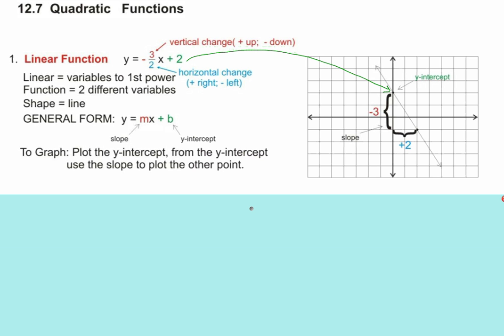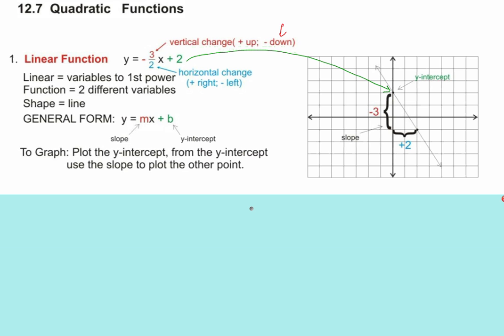And then remember, from there, you're going to use your slope. Don't forget the top is the vertical change. So I have a negative 3. Negative says go down. How far? Down 3. And you can see I went down 3. The bottom tells you left or right. The bottom is positive. Positive is to the right, so I go right 2. I get my second point. I draw the line, and there we are, right? We should all be very familiar with graphing lines using slope-intercept form.